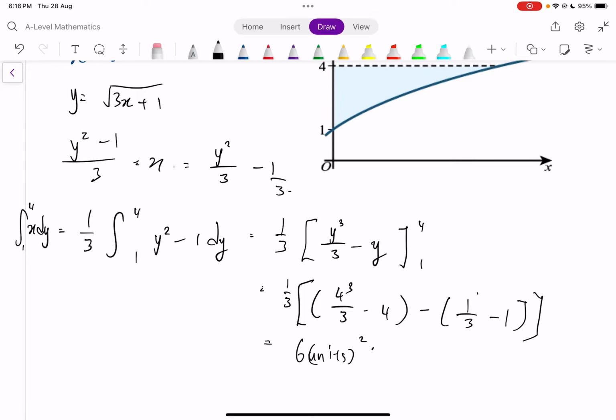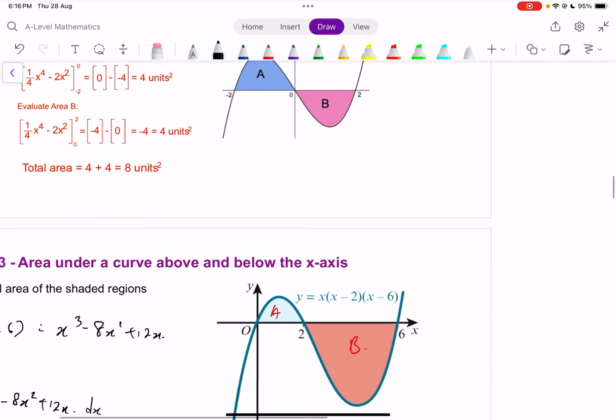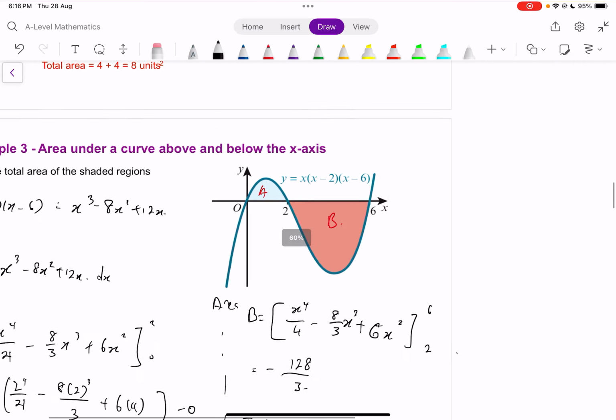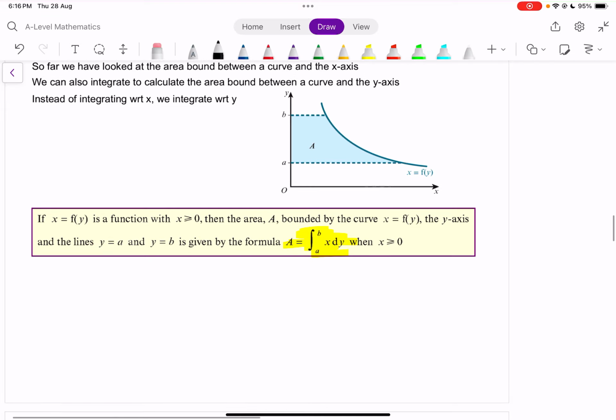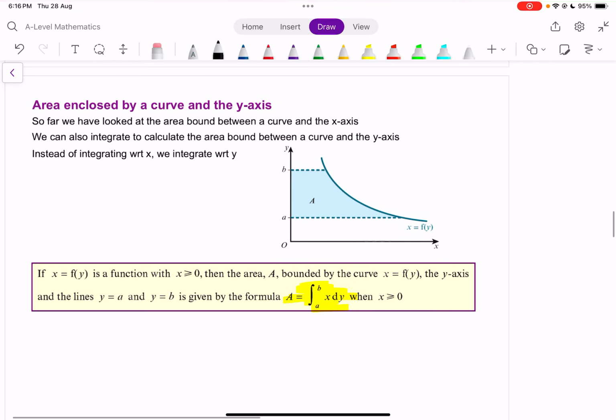Just a hint, to clarify a bit: if it is at the x-axis, we directly integrate the polynomial. If it is at the y-axis, integrate x dy. Okay, so this is how we can do it.